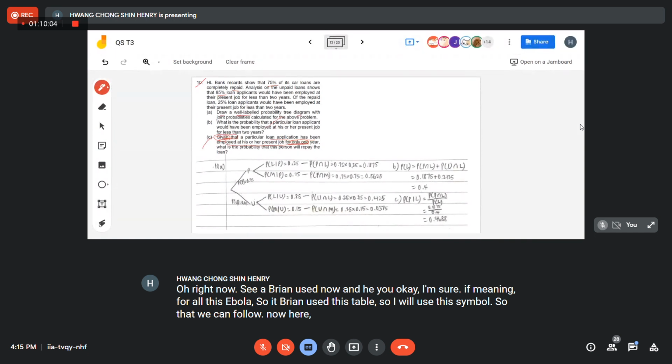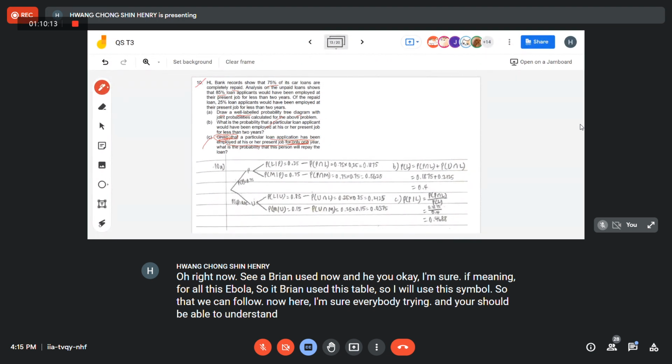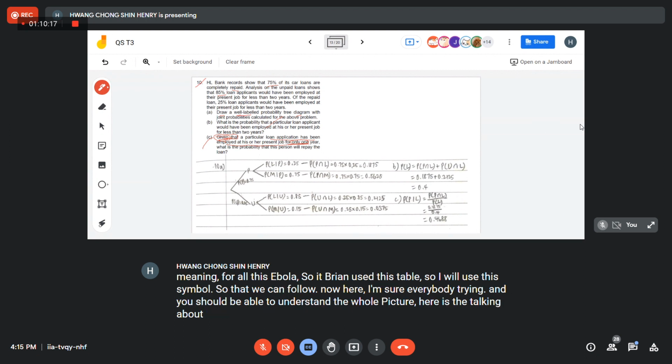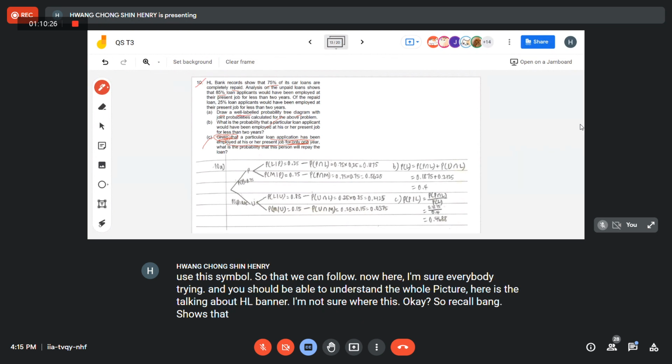Now here, I'm sure everyone is already trying, and you should be able to understand the whole picture here. This is talking about HL Bank. I'm not sure whether it's a Hong Kong bank or not. Okay, so we call it HL Bank. It shows that 75% of the loans are completely repaid.